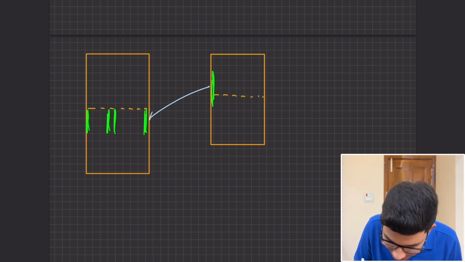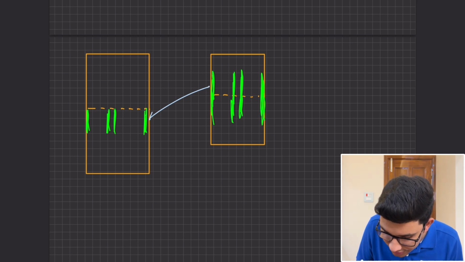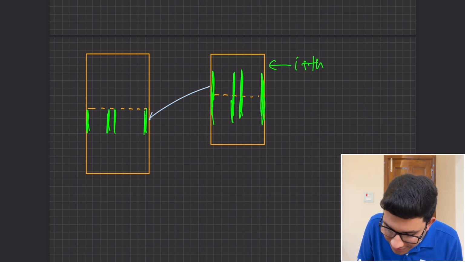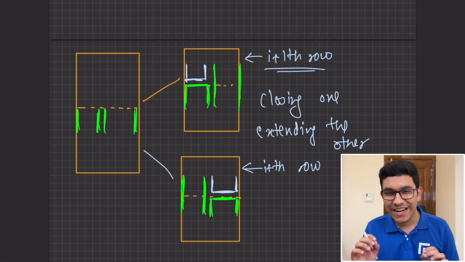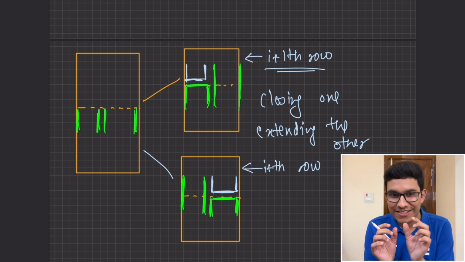Both these cells are just extended forward. So same for the I plus 1th row, they're again going to look very similar. See, in the first example, I said, close the left side, extend the right side. When you do something like this, a small block has to be inserted on the left side.